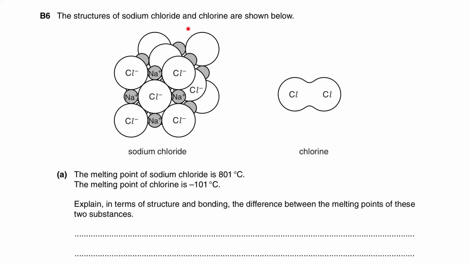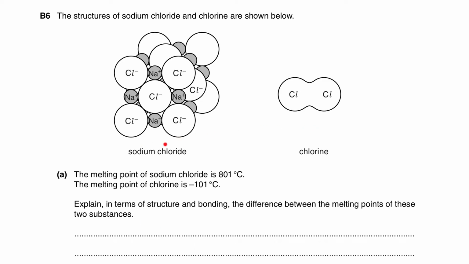The structures of sodium chloride and chlorine are shown below. So, sodium chloride and chlorine. What's the difference? This is an ionic structure, whereas this is a simple molecular structure. The melting point of sodium chloride is 801 degrees Celsius, and the melting point of chlorine is negative 101 degrees Celsius. Explain in terms of structure and bonding the difference between the melting points of these two substances.